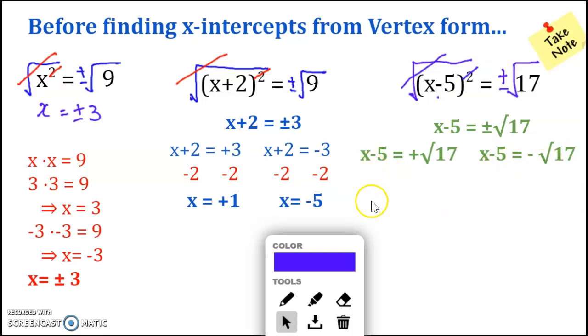From there, I want to find what x is. That means I want to get rid of this negative 5. How do I do that? I add 5 to both sides of the equal sign, likewise over here. And you're left with x is equal to 5 plus root 17 as one of the solutions, and x is equal to 5 minus square root of 17.